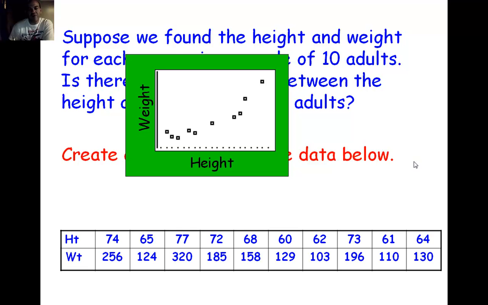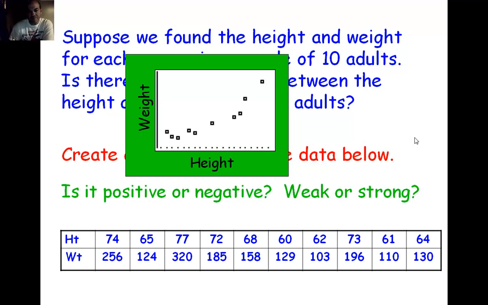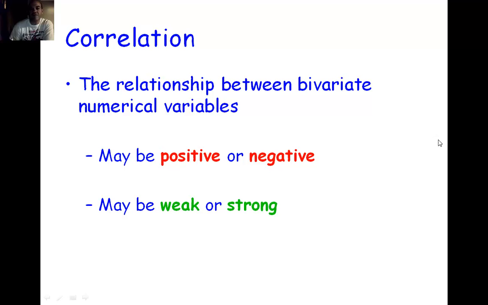And so here's what the scatter plot looks like. And it looks like there is kind of a pattern here. It looks like as the height increases, one would expect the weight to also increase. So it's sort of a positive relationship there. And because they all kind of fall on a line, it looks like it might be a strong relationship.